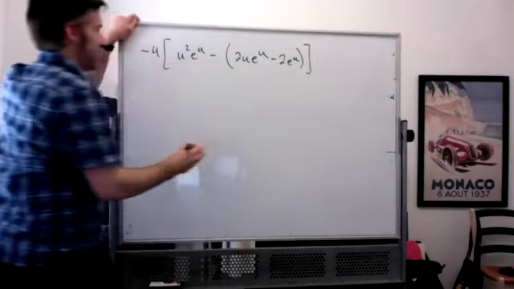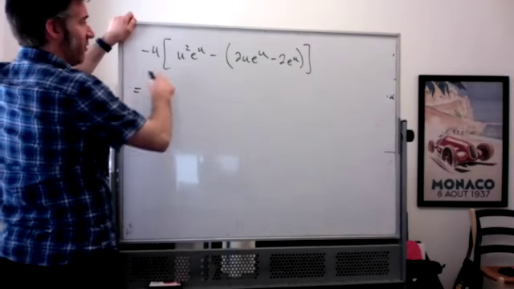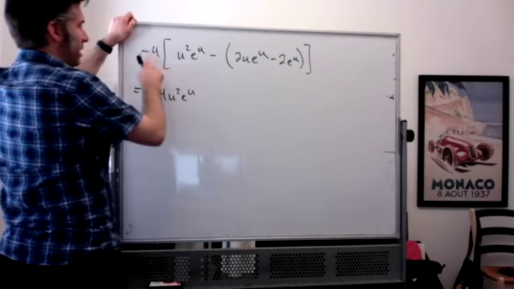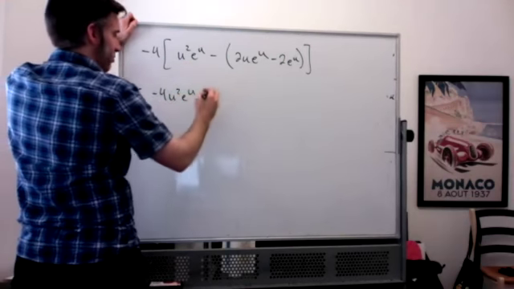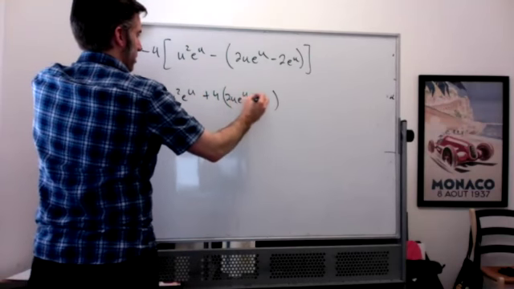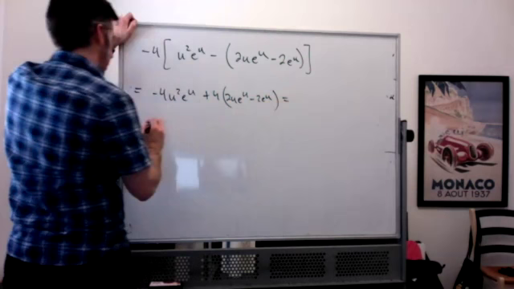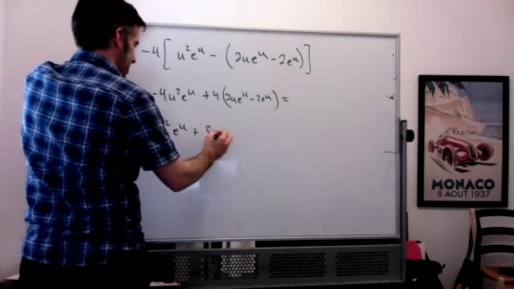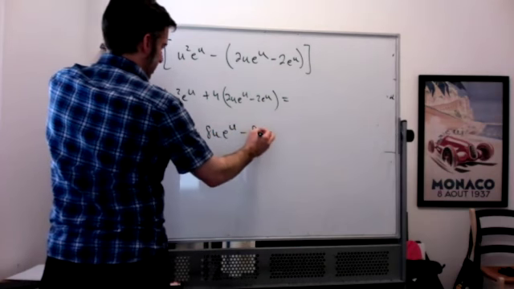Okay, simplifying this a bit. So it's negative 4 times all of this. So it's negative 4 u squared e to the u. And negative 4 times negative this is plus 4 times all this. So it looks like I've got negative 4 u squared e to the u plus 8 u e to the u minus 8 e to the u.